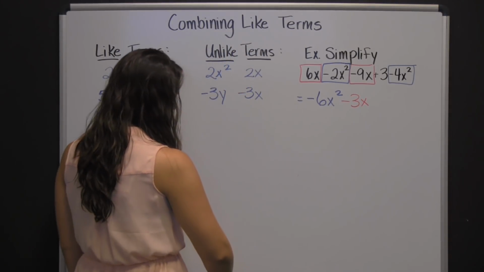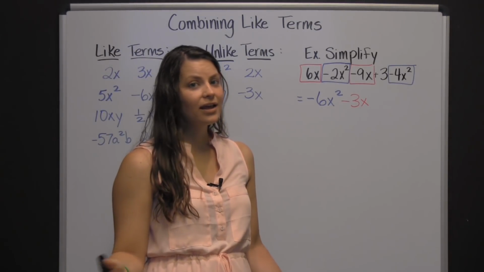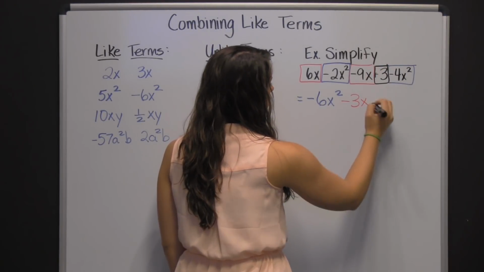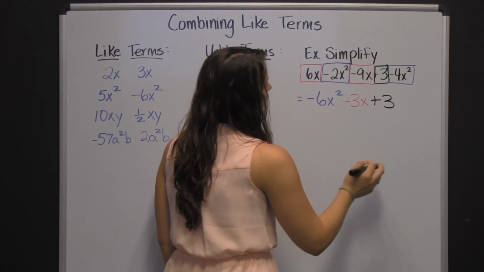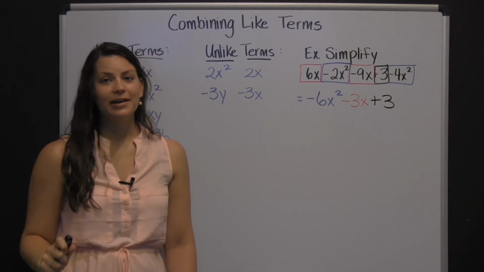Finally, we just have this little constant all by itself. We have nothing to add to it. There aren't any like terms to add to this positive 3. So we just write down that plus 3 in the back. The constant always goes in the back. So there you have combining like terms.